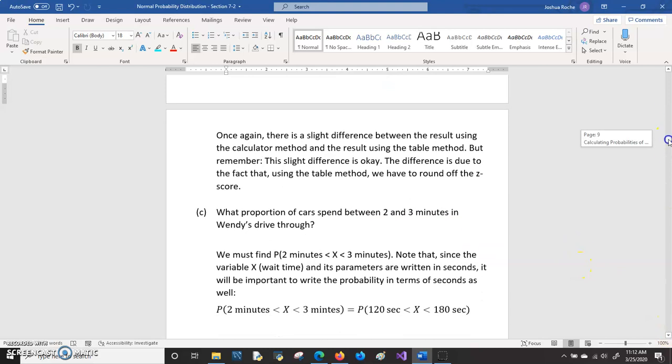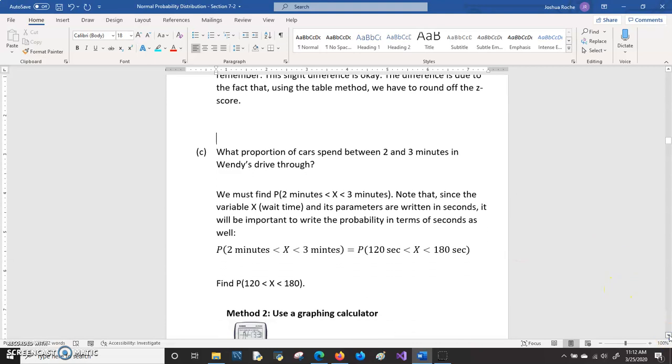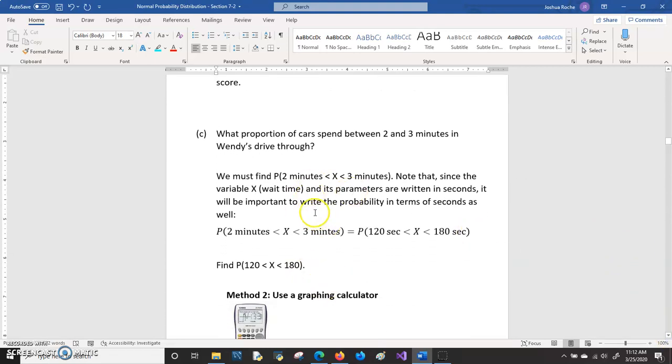Part C asks, what proportion of cars spend between 2 and 3 minutes in the Wendy's drive-thru? There's something that we'll have to do first before moving on with this one, and it's that they're asking this question in terms of minutes, but the rest of the parameters have been in terms of seconds. So the first thing is, instead of writing it as 2 and 3 minutes, we'll just do a quick conversion and change that to 120 seconds and 180 seconds.